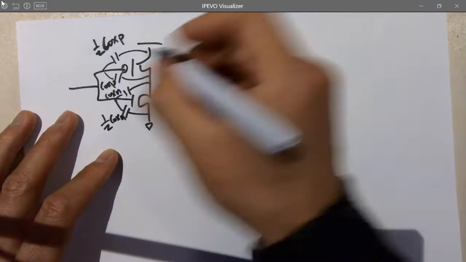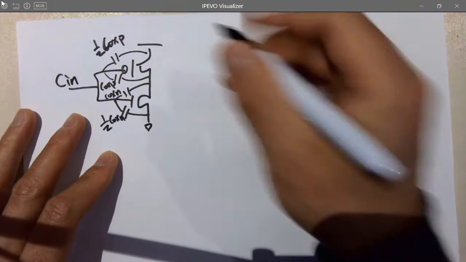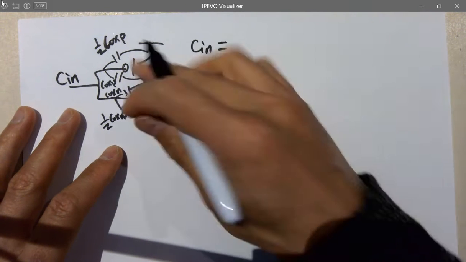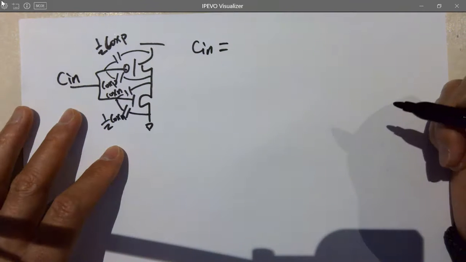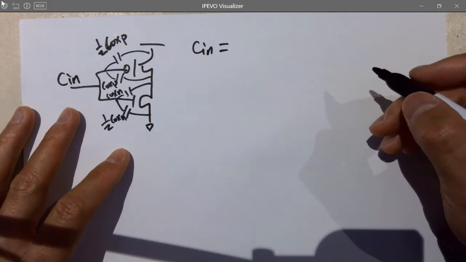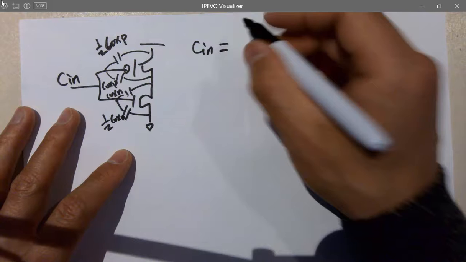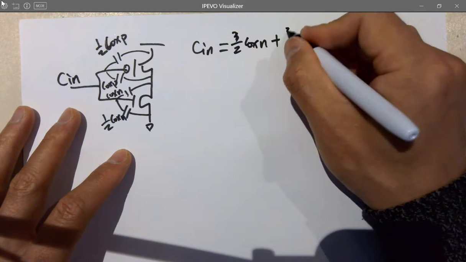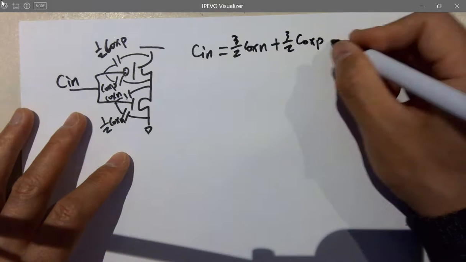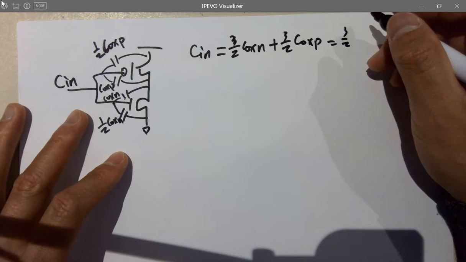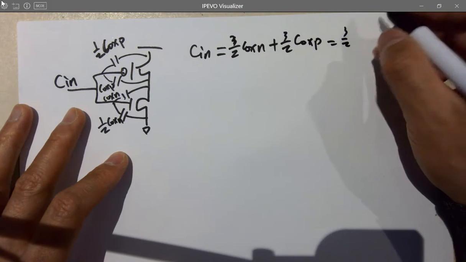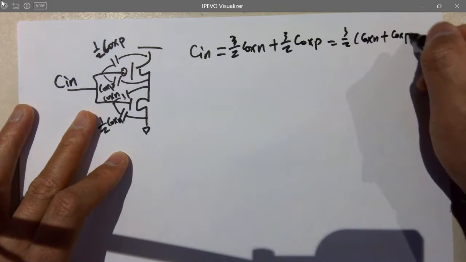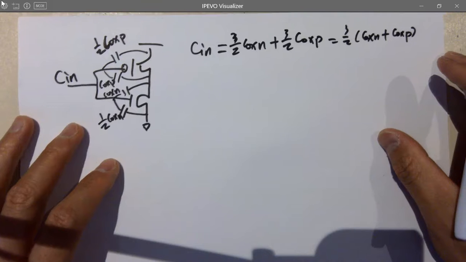So what is C in? C in equals all the caps being added together, right? So they are 2/3 of Cox N plus 2/3 of Cox P. So that's C in.